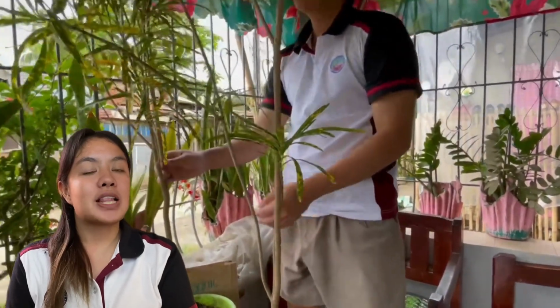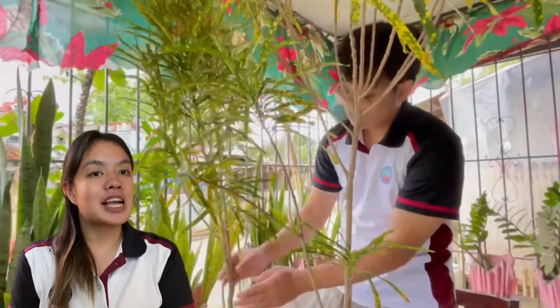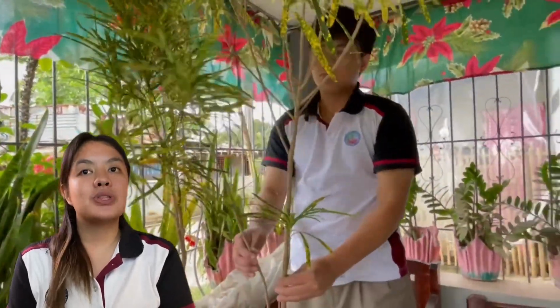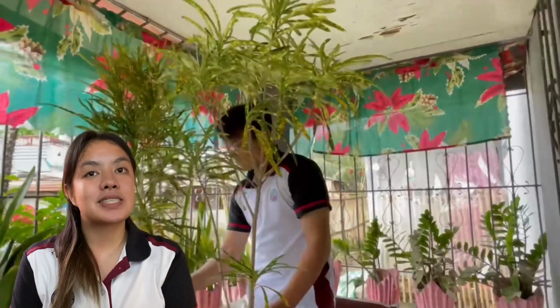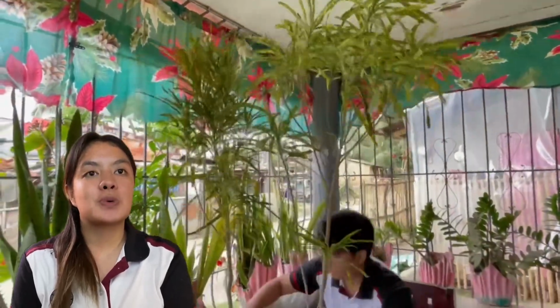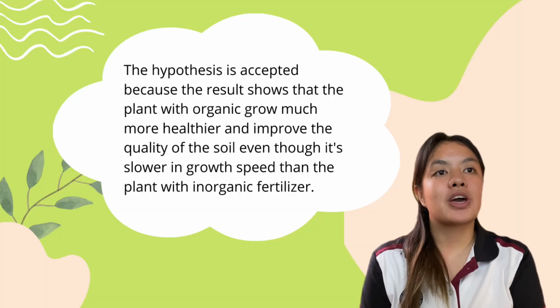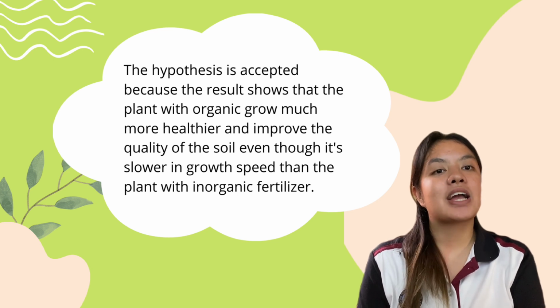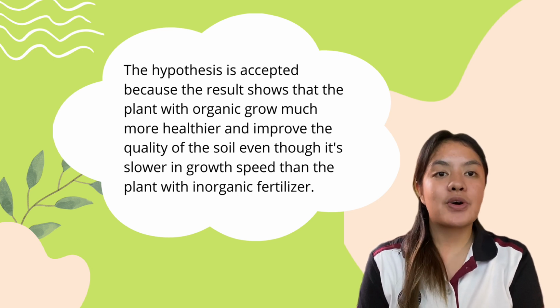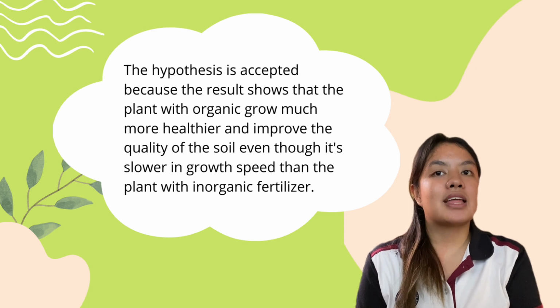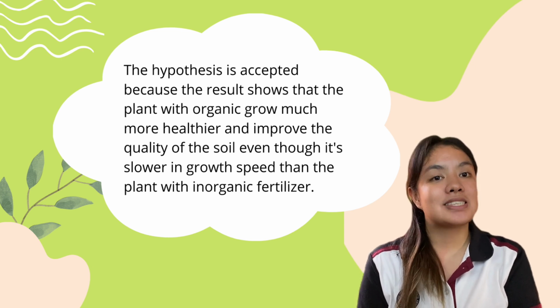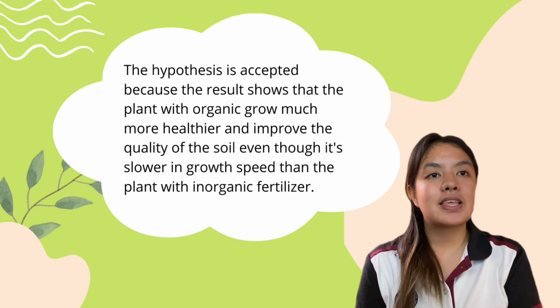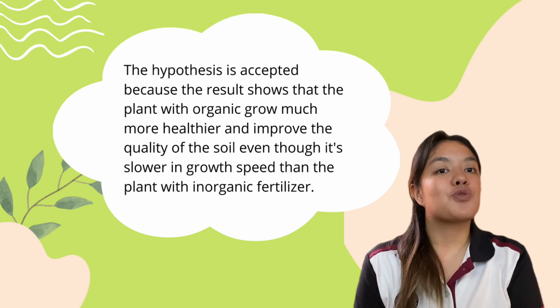For example, after you find out the result of your experimentation, you conclude that your hypothesis is accepted because the result shows that the plant with organic fertilizer grows much healthier and improves the quality of the soil, even though it's slower in growth speed than the plant with inorganic fertilizer. Also, this experiment comes to the conclusion that it is much better and safer to use organic fertilizer than inorganic fertilizer.